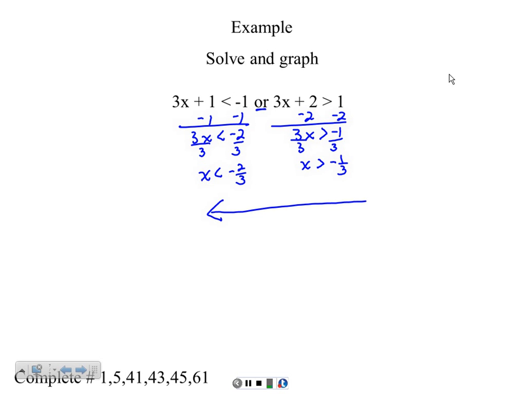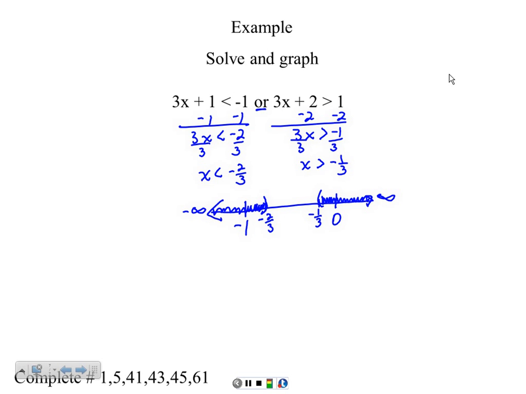So let's put this on a number line. And our two numbers are going to fall in between 0 and negative 1. So negative 2/3 is going to be closer to negative 1. And negative 1/3 is going to be closer to 0. So the one on the left says that x has to be less than negative 2/3. So we'll put a parenthesis and color all the way to negative infinity. The one on the right says x has to be greater than negative 1/3. So we'll put a parenthesis and color to the right all the way to positive infinity. So my graph diverges, so we know we got it right.